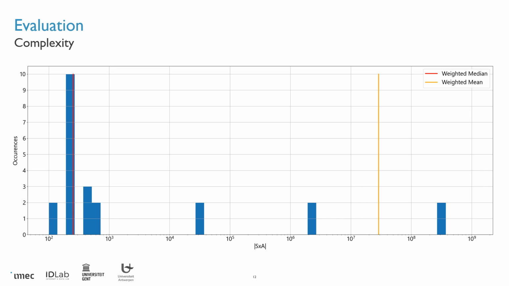The next criterion we evaluated was complexity. On this graph, we can see a histogram showing how often benchmarks with a certain size of state action space were used in publications. Using this data, we calculated the weighted mean and weighted median of the state action space size. Weighted measurements were made based on how many publications used each benchmark. In this graph, the weighted median in red has a value of 254, and the weighted mean in orange has a value of 29 million. We note that the mean was likely influenced by outliers.